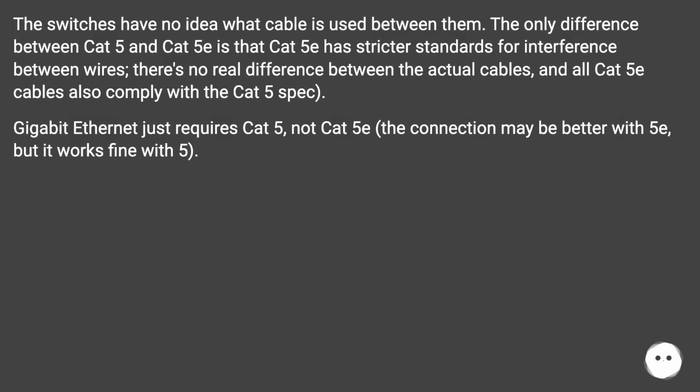The switches have no idea what cable is used between them. The only difference between CAT5 and CAT5e is that CAT5e has stricter standards for interference between wires. There's no real difference between the actual cables, and all CAT5e cables also comply with the CAT5 spec. Gigabit Ethernet just requires CAT5, not CAT5e. The connection may be better with 5e, but it works fine with 5.